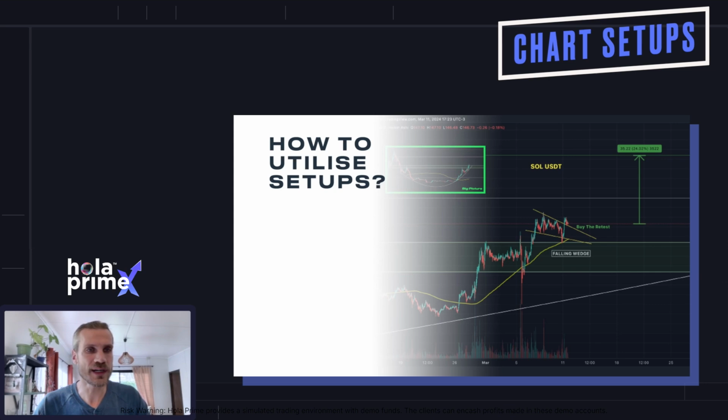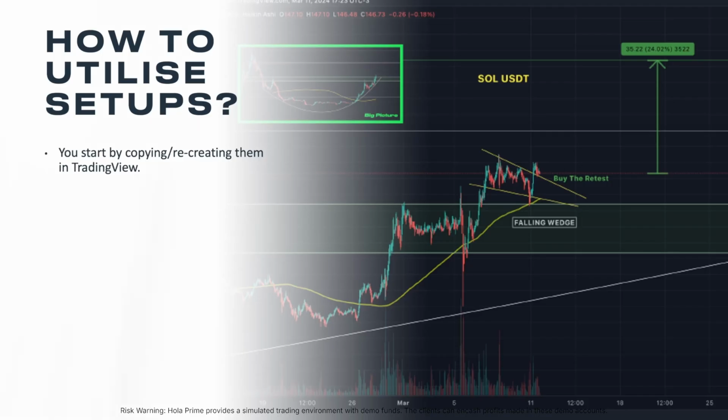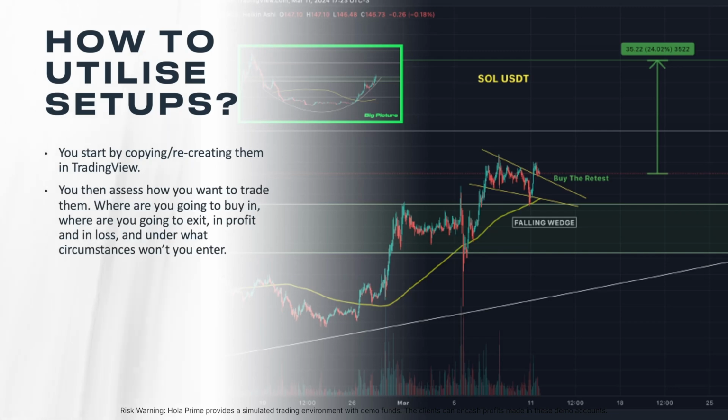But if you're new to the market, how do you utilize these setups? Well, firstly, you start by copying them, recreating them in TradingView. This will allow you to practice your charting whilst also developing your technical analysis skills. You then assess how you want to trade them. Where are you going to buy in? Where are you going to exit in profit and in loss? And under what circumstances won't you enter?